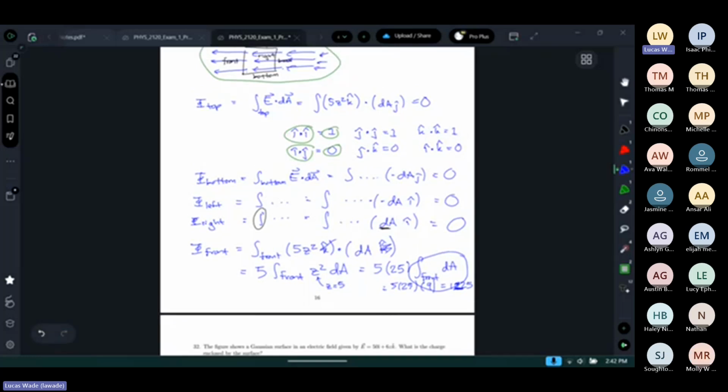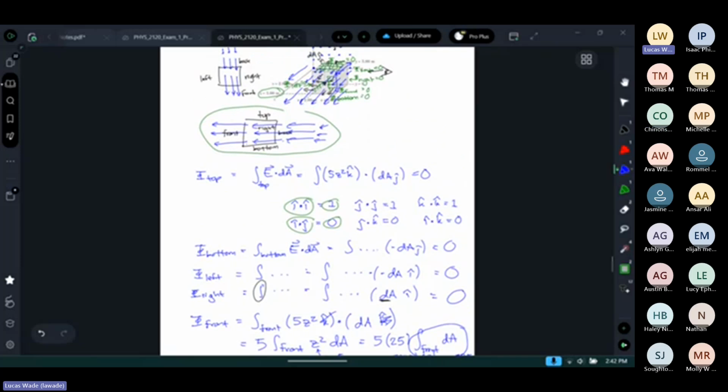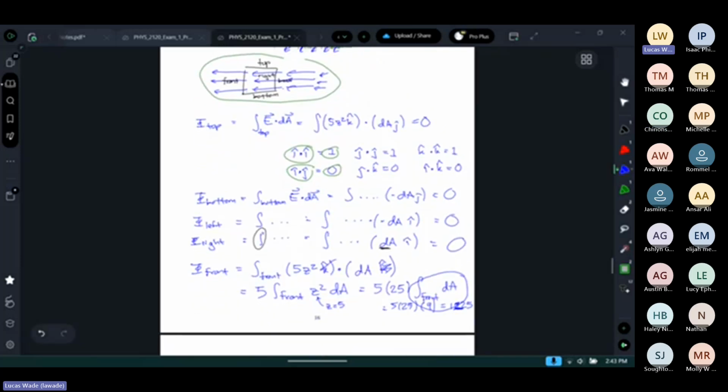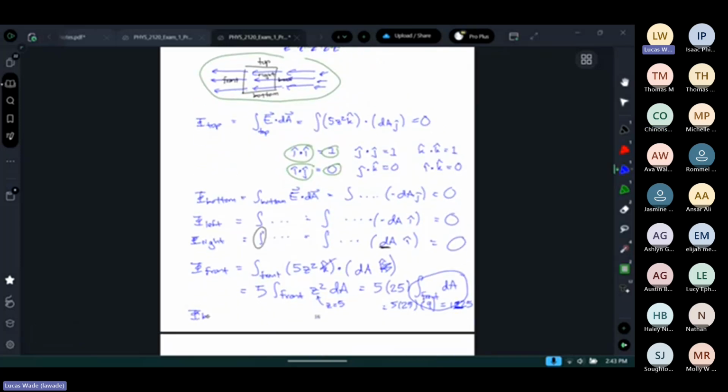Okay, so pretty large flux through the front, and it is positive, which is what we guessed originally. And then through the back face, almost the same thing, except what? Two things, really.